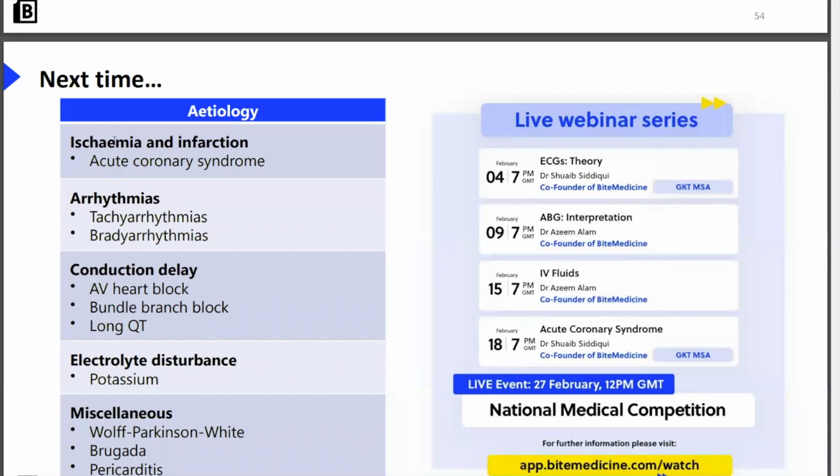Here's what we're going to cover in the upcoming webinars. I'm going to go over acute coronary syndrome, and that's on the 18th of February. And my colleague Richard is going to go over all of these pathologies in his ECG webinar with GKT MSA, and that's in March. So we're going to go over all of your arrhythmias, your heart blocks, your potassium problems, Wolff-Parkinson-White, Brugada, all of it, you name it. But please do check, in the meantime, tune into Azim's webinar on ECG interpretation in 5 days, and his fluids webinar in 2 weeks or so. They're going to be brilliant.